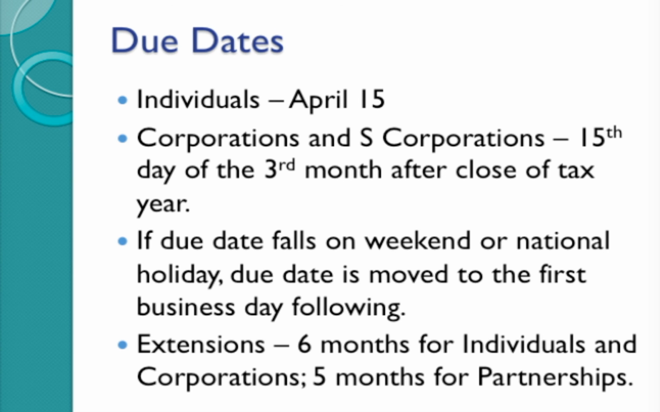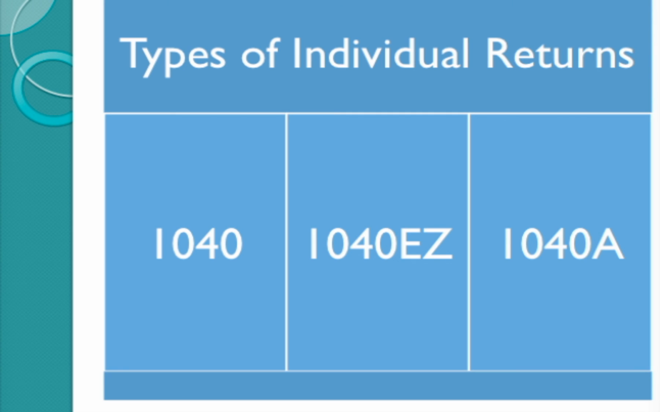The due dates, for individuals anyway, pretty much stay the same all the time. If you look at that third bullet point, obviously sometimes if it falls on a weekend or national holiday for any of these due dates, then it goes to the next first business day following. These are the various types of individual returns, the 1040 being the most common, or at least the most common that a tax pro would look at, although these other 1040 types of forms do exist as well.